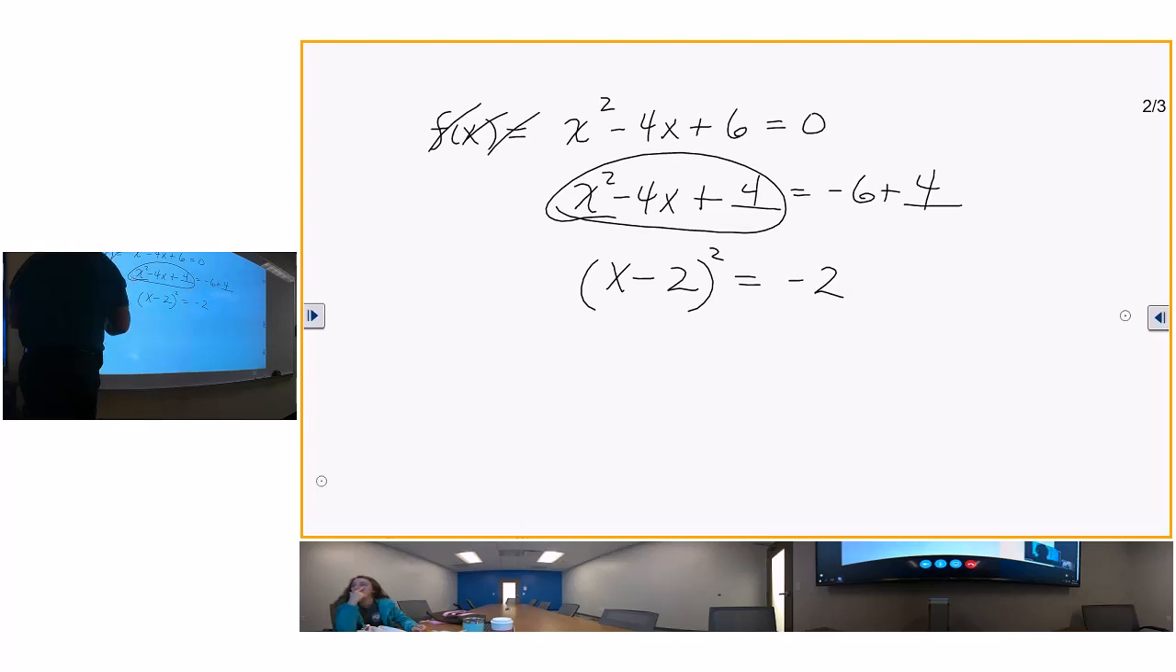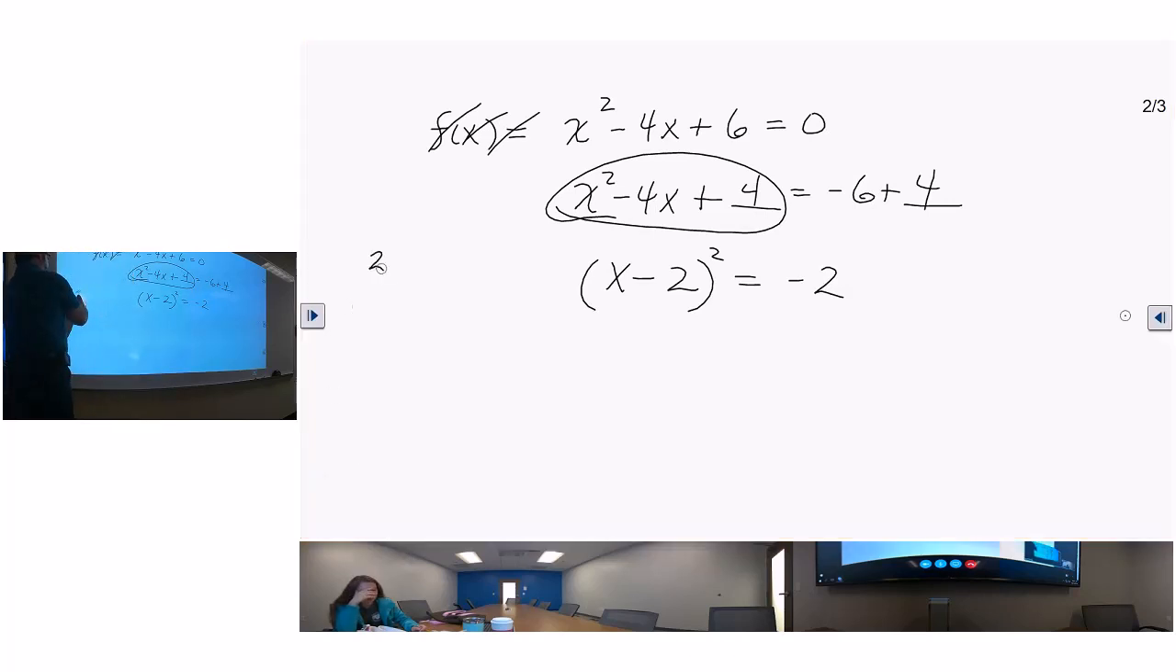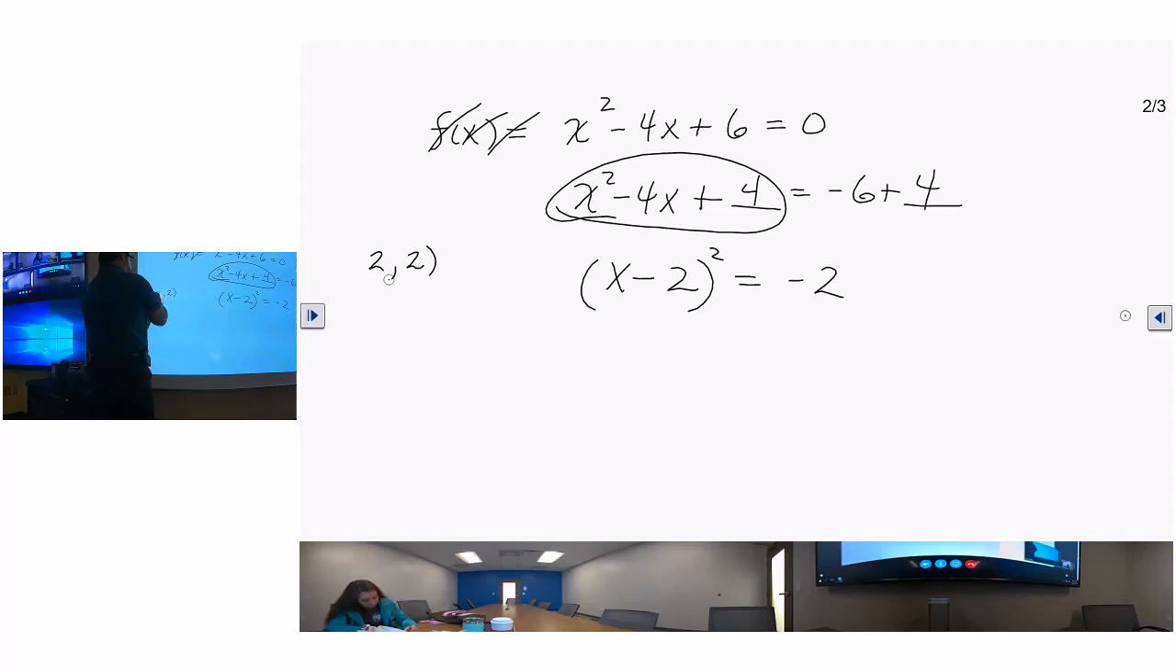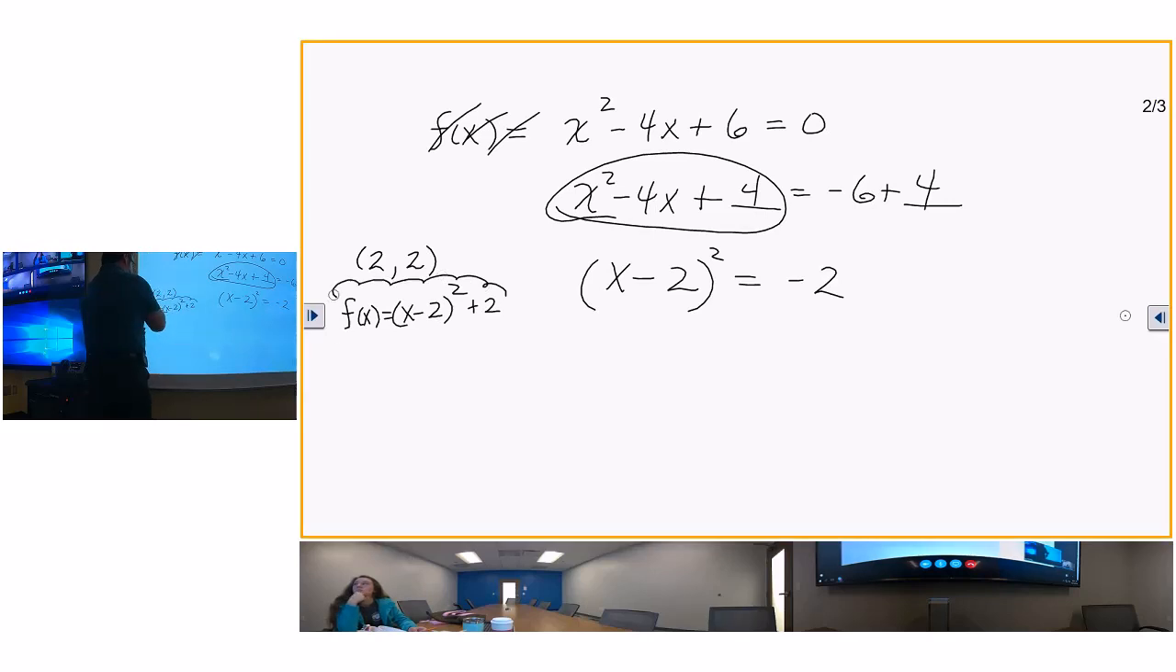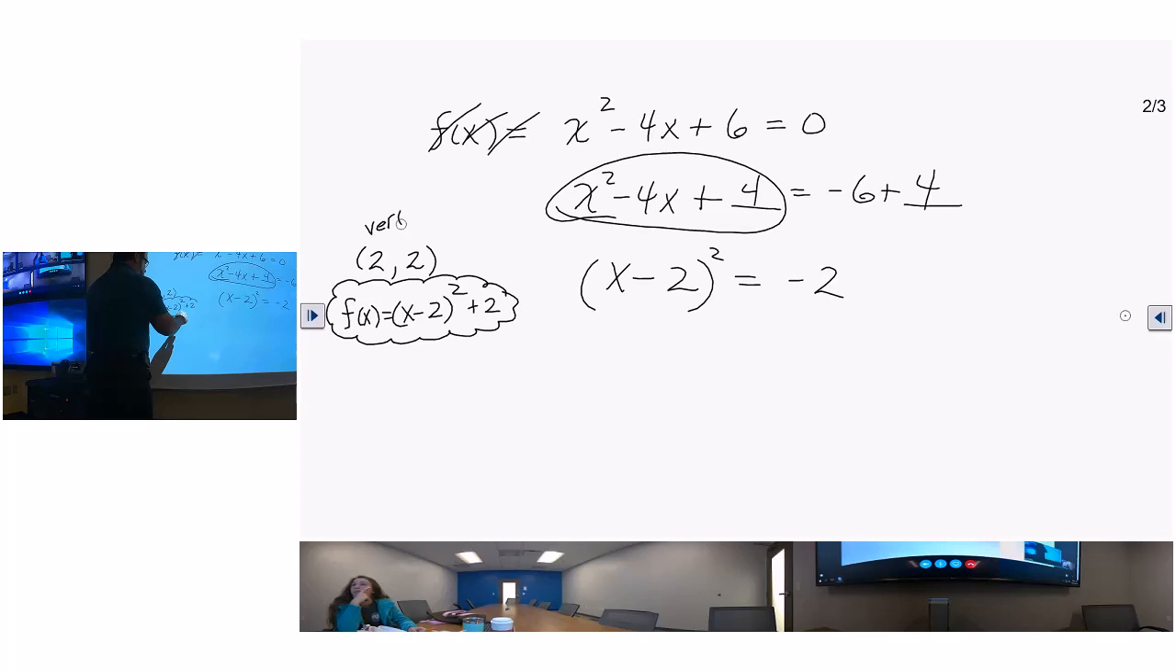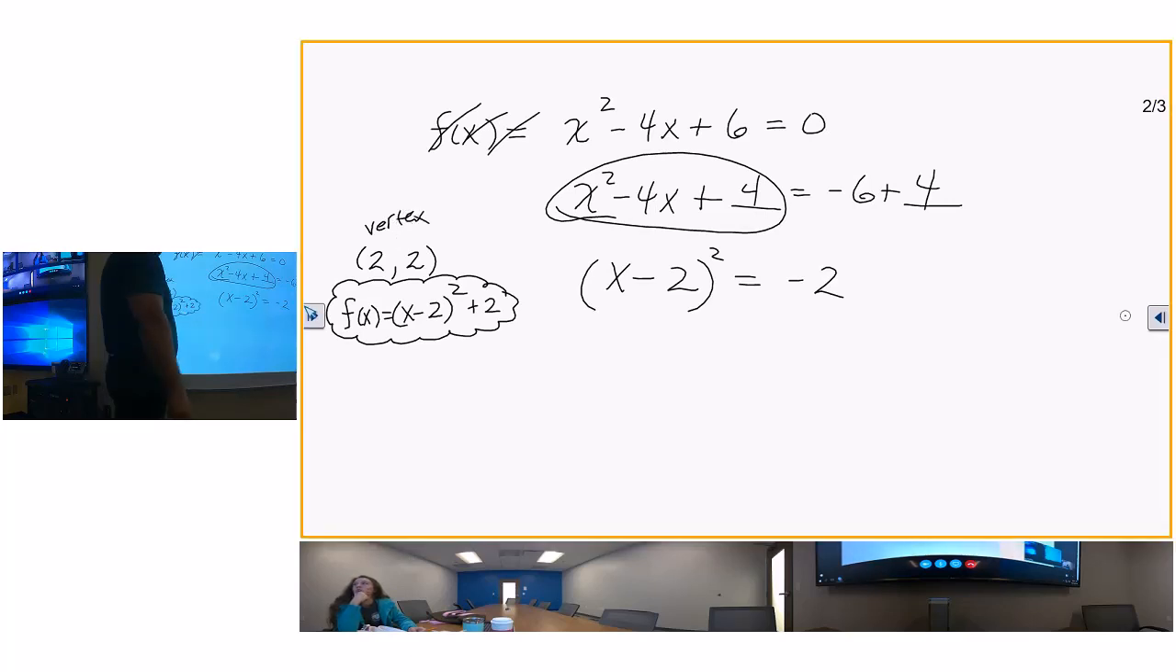What's the vertex? The vertex is 2, comma what? 2. 2. Our function f of x is equal to x minus 2 quantity squared plus 2. Okay. Now let's finish it.